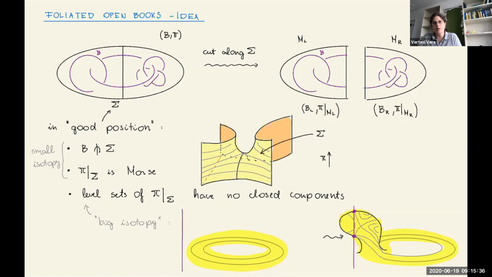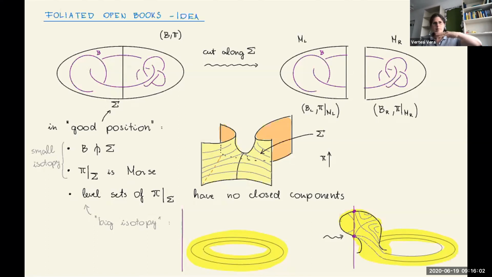It's a condition which can be achieved by isotopy, is that the level sets of this fibration restricted to the surface cannot have closed components, so cannot have circles in it. That's going to be very important for us, and it's sort of an annoying condition otherwise. So I think that's sort of an interesting idea.